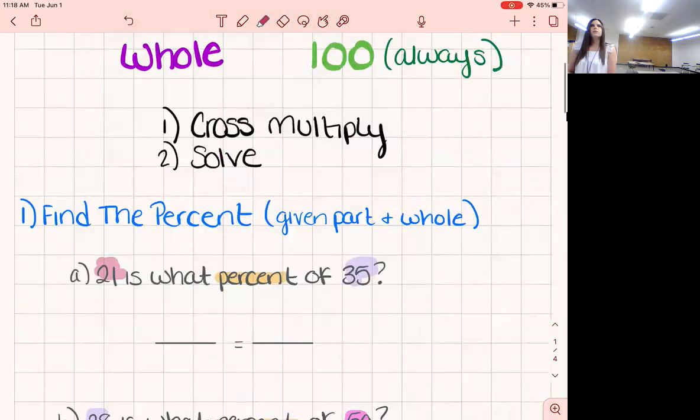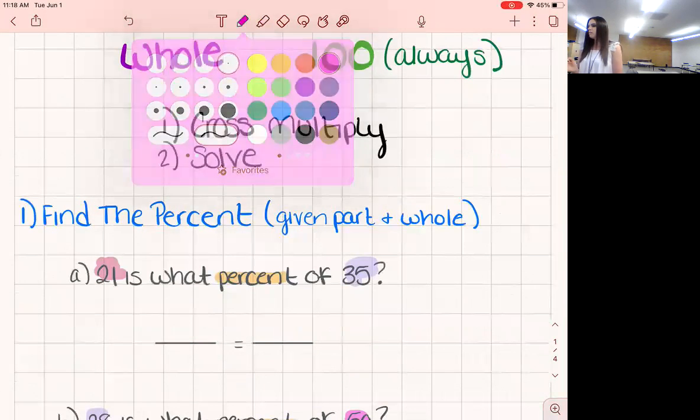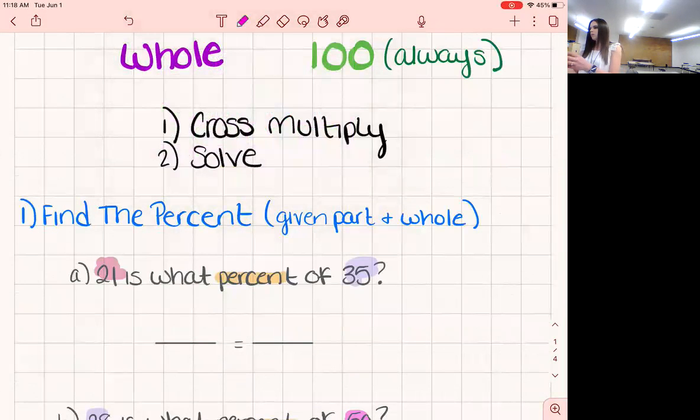So we're going to set up a proportion to solve for this. So I could keep using my colors. If 21 is the part, it would go right here. 35 is the whole, so it would go here. We can automatically fill this in as 100.